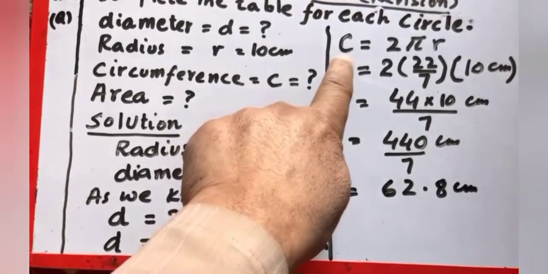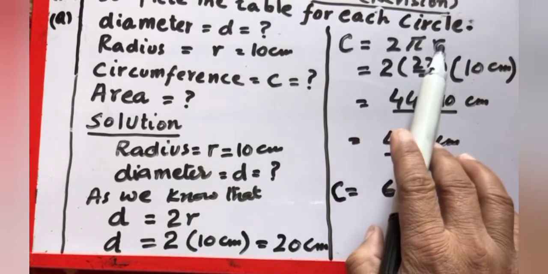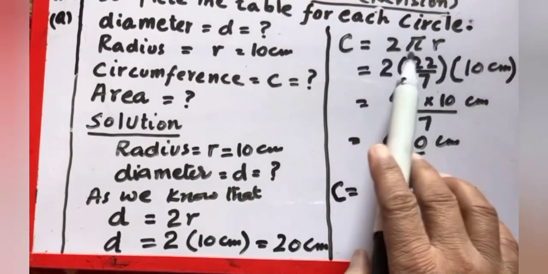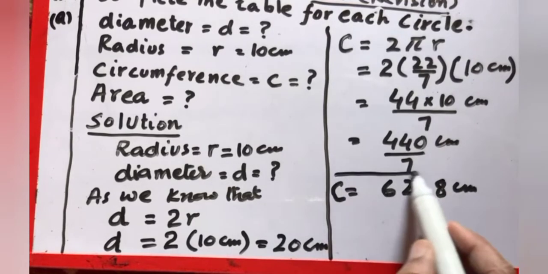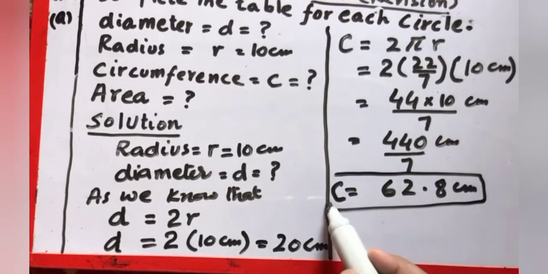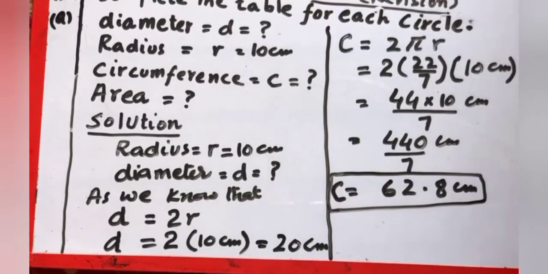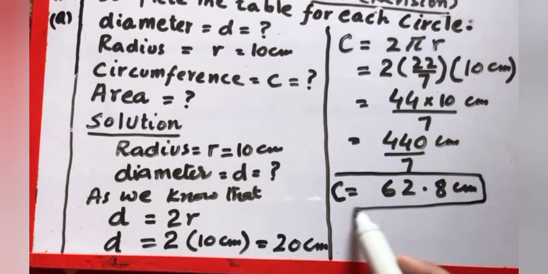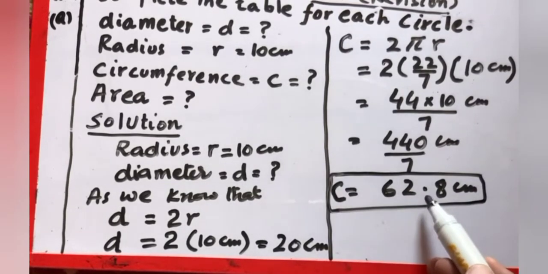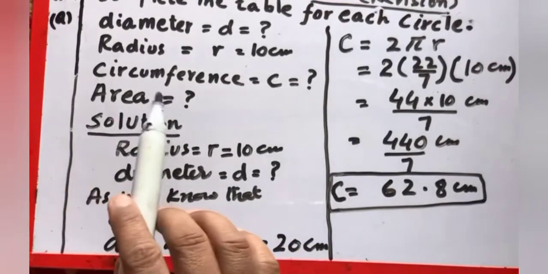So you can find the circumference of a circle by using this formula, which is 2 pi r. By putting the values, you can easily find the circumference of a circle. So the circumference of a circle is 62.8 centimeter. Now we are going to find the area of a circle.